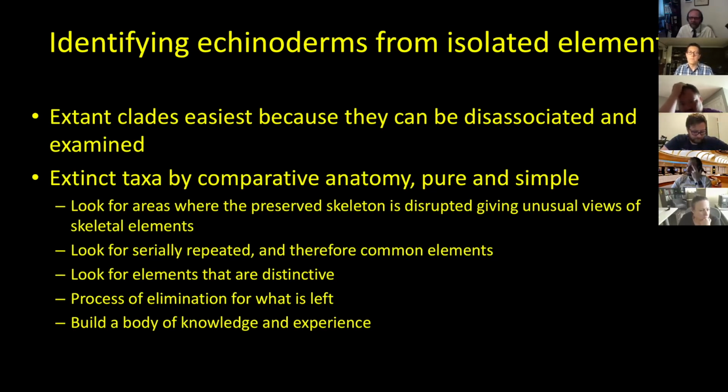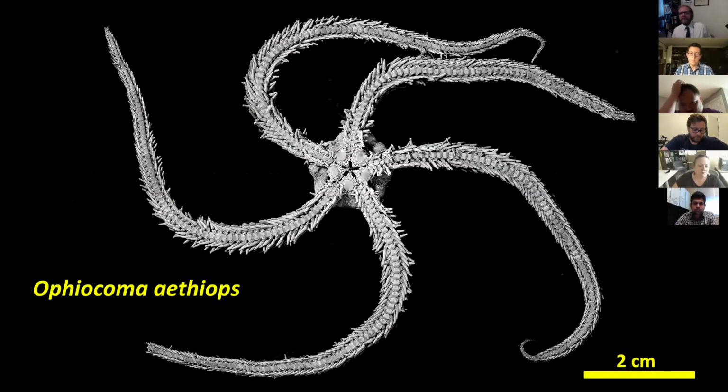I can tell you from my personal experience working with students that there's a pretty steep learning curve, but once you get there, it's really amazing how quickly you can identify different types of parts just through having seen a bunch of them. So this is a brittle star, and this is just an example of how we look at something.